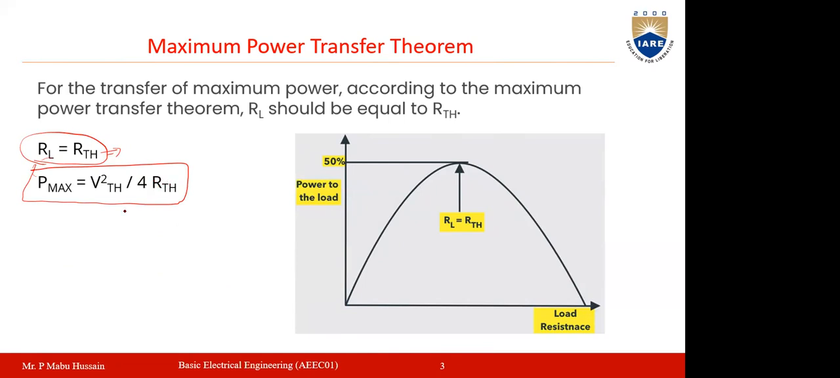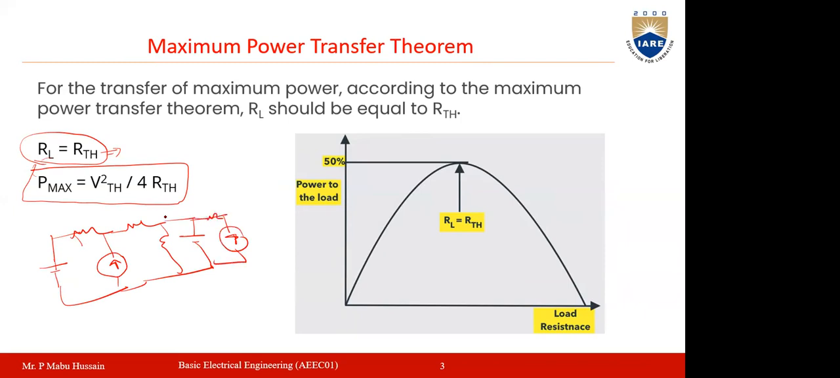So if you are given any circuit, suppose I'm taking one arbitrary circuit, it may have a number of voltage sources, a number of current sources, and a number of resistances. You may have many sources and many resistances. At the last, you will have a load resistance, which is represented with RL. The simple case is nothing but one voltage source in series with one resistance and one load.